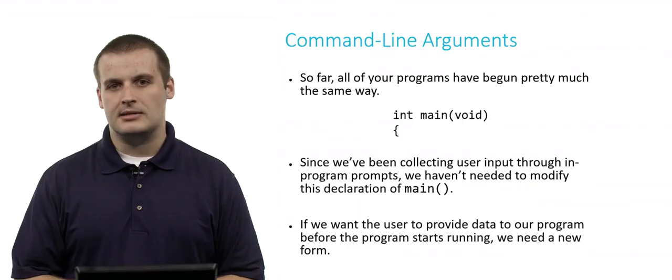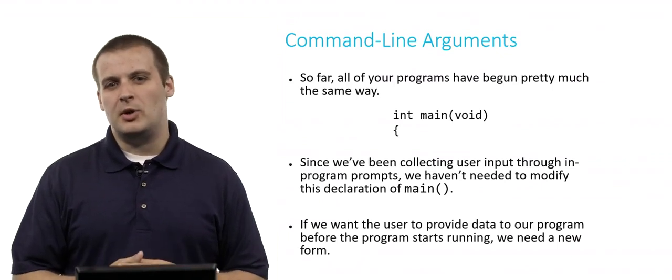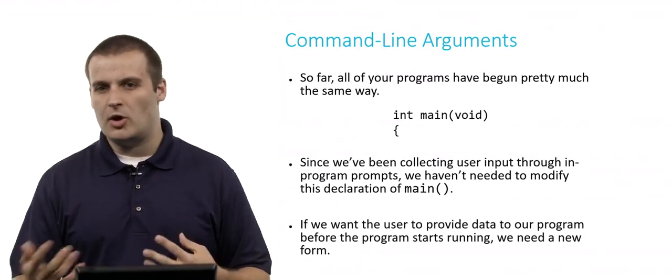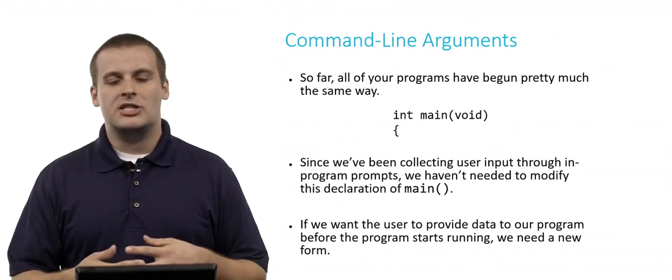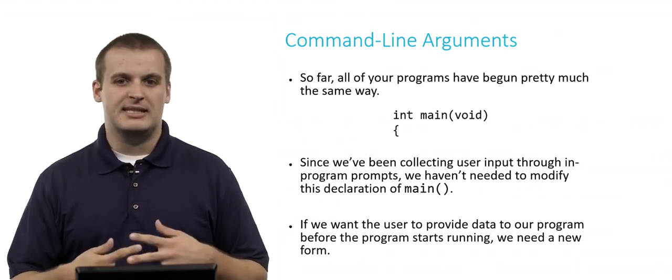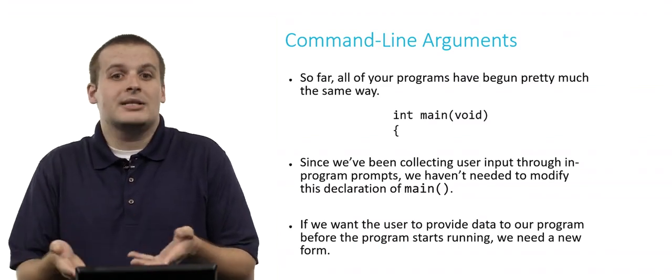All right, so let's talk about command line arguments. So far in the course, pretty much all of your programs have probably started like this: int main void. We've been collecting user input if we need it in our program, such as the Mario program, for example, by in-program prompts. We haven't needed to modify the declaration of main because instead, inside of main, we just make a call to get int.